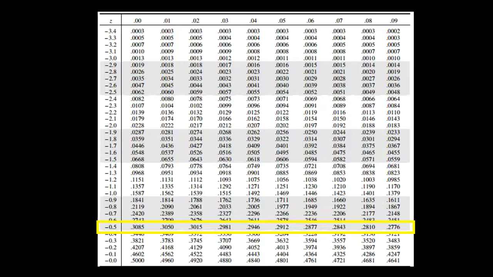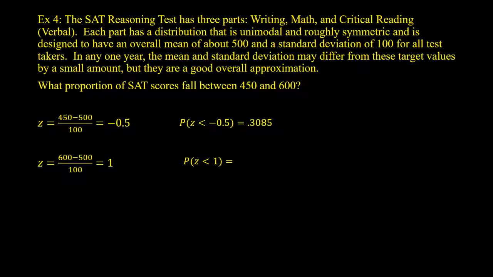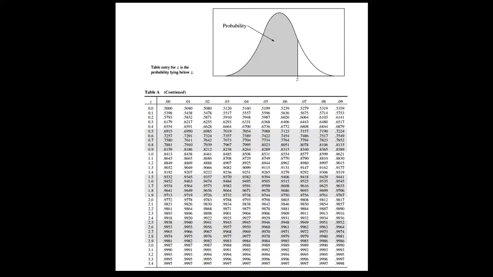Now on the top, you have the hundredths place, the second decimal place, so 0.00, 0.01. Since I'm simply looking at negative 0.5, I want the first column, the 0.00 column. And we're looking for the cell where the row and column intersect. And that's right there at 0.3085. So the probability that z is less than negative 0.5 is 0.3085. Now the probability that z is less than 1. We already know using the empirical rule it should be about 84%. It's actually not exactly that, so let's look at the table and see a more exact value.